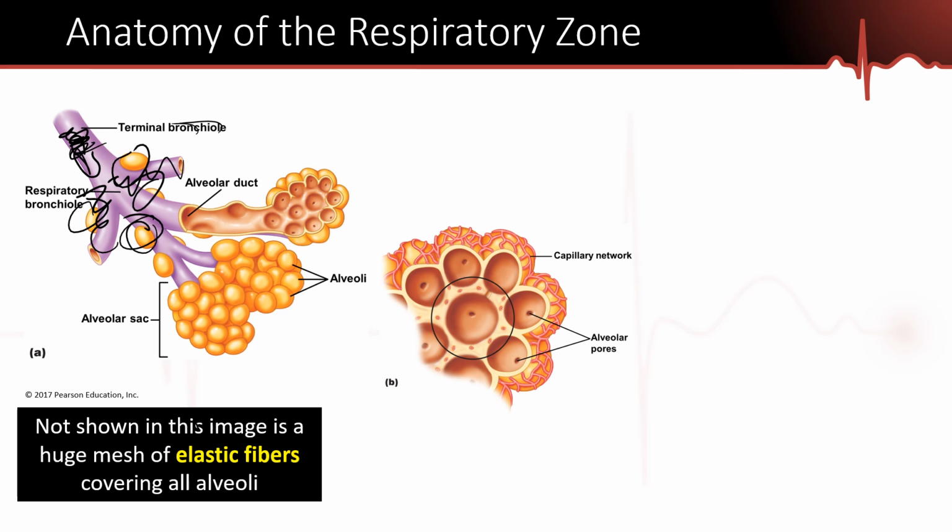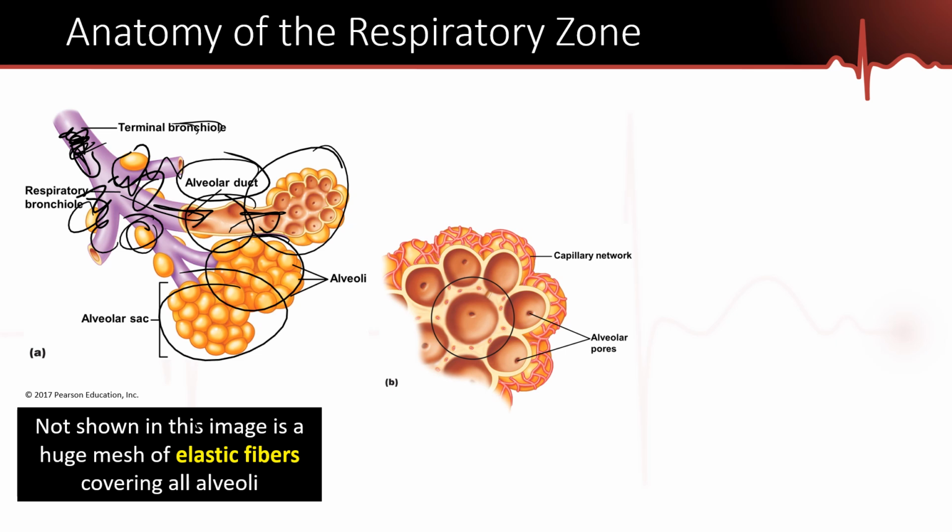All right, continuing on. The respiratory bronchioles will ultimately turn into what are called alveolar ducts. And the alveolar ducts lead into these things called alveolar sacs. An alveolar sac is just a sac of alveoli. You can see all these, like an alveolar sac is just a literal sac of usually thousands of alveoli.